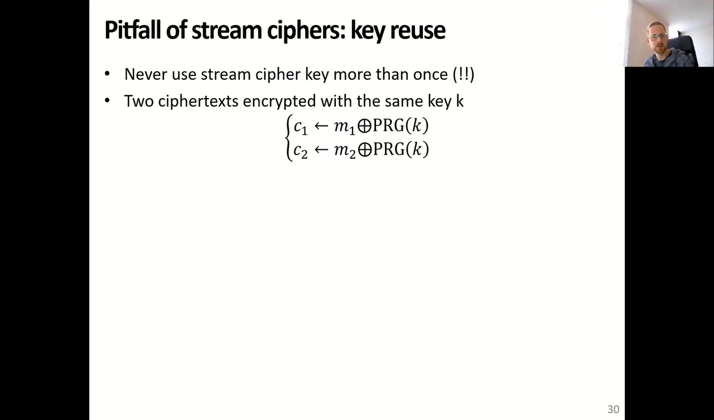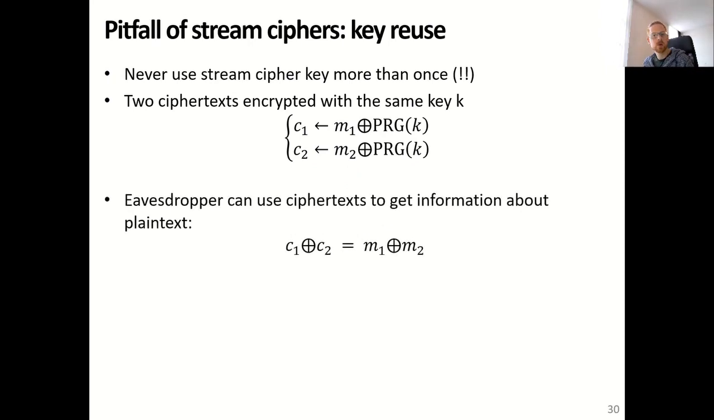Why is this? Well, let me show you how this could be used by an attacker to derive information about plain texts. So let's say you have 2 ciphertexts, C1 and C2, that have been encrypted using the same key. So the key has been used twice as input for the pseudo-random generator function for 2 different messages, M1 and M2.